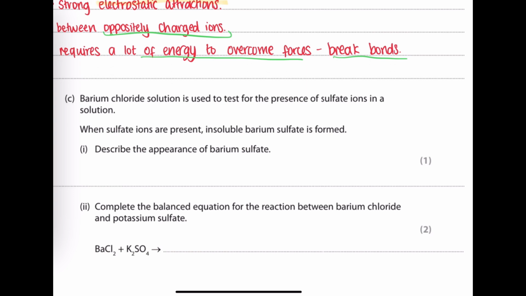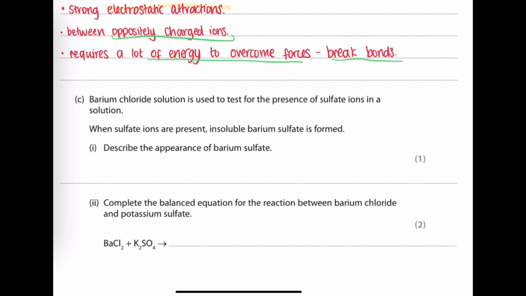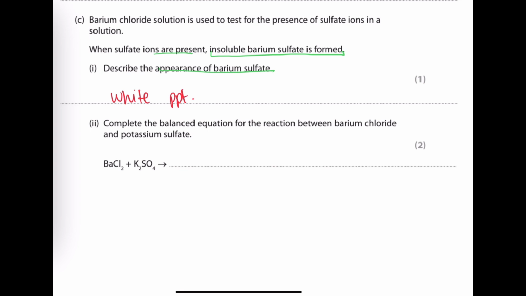C. Barium chloride solution is used to test for the presence of sulfate ions in solution. When sulfate ions are present, insoluble barium sulfate is formed. Describe the appearance of this, and it is that it is a white precipitate. Complete the balanced equation for the reaction between barium chloride and potassium sulfate. So we can see that we have these two. Because barium is more reactive than potassium, it is going to displace it. So we know it's BaSO4, and we just combine the other two that are together. So it's 2KCl.